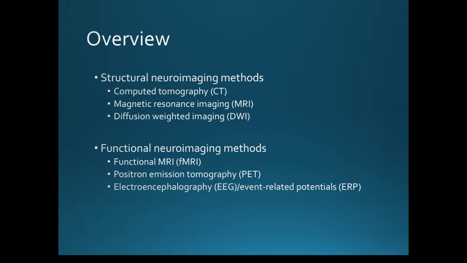There are two broad types of neuroimaging. We have what we call structural methods and functional methods. Structural methods are the static picture of a brain. Functional methods are looking at some sort of functioning of the brain. So structural methods include computed tomography, magnetic resonance imaging, and then a subset of MRI we call diffusion weighted imaging. And then we also have our functional methods like our functional MRI, positron emission tomography, or the electroencephalography.